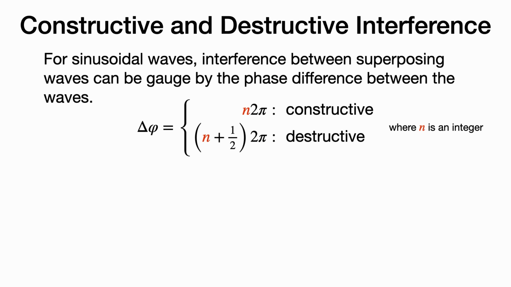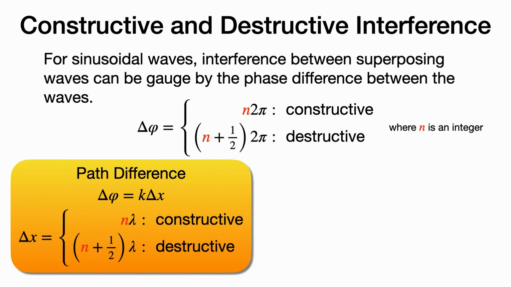For sinusoidal waves, interference between superposing waves can be gauged by the phase difference between waves. When the phase difference is an integer multiple of 2 pi, we have constructive interference. And when it is an integer plus a half times 2 pi, we have destructive interference. If we wish to think about this in terms of path differences, then our phase difference is equal to k times the path difference. And we can then determine via the path difference when we have either constructive interference, when the path difference is an integer multiple of the wavelength, or destructive interference when we have an integer plus a half times the wavelength.